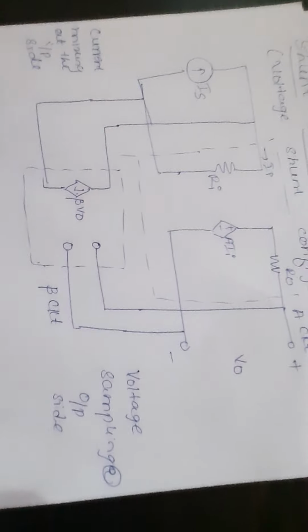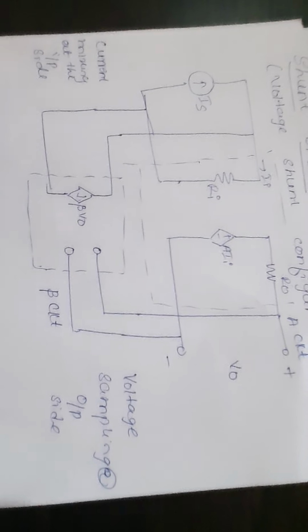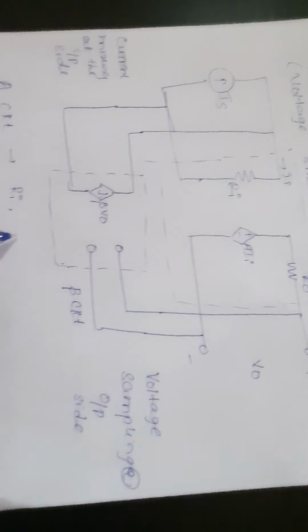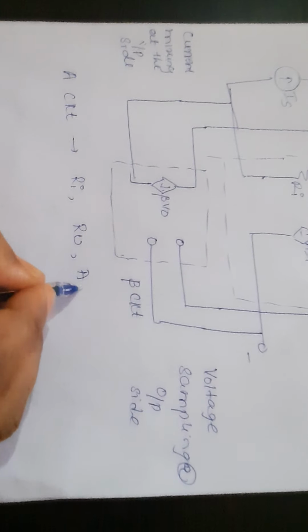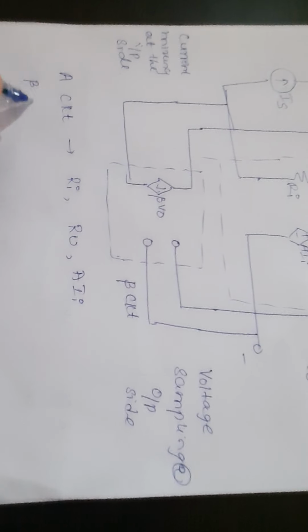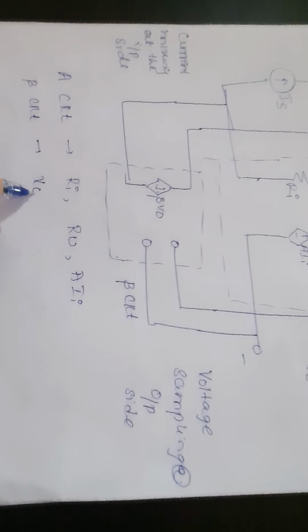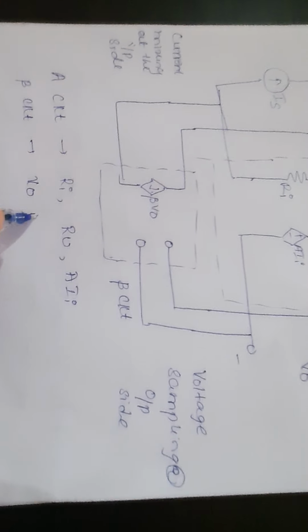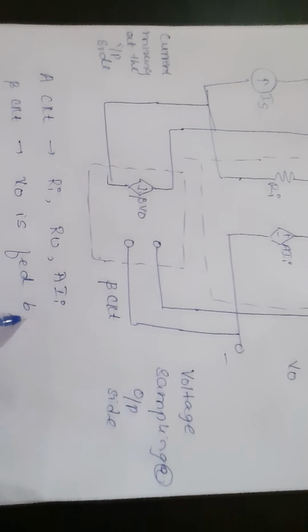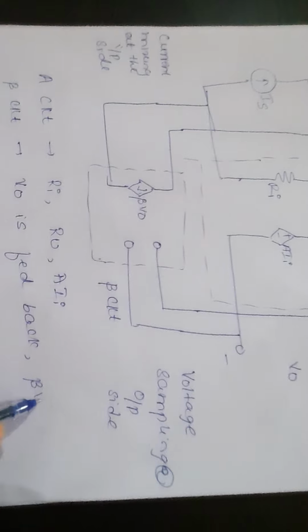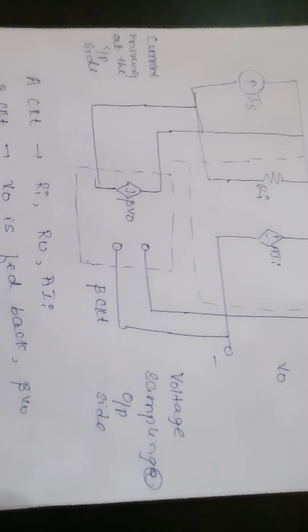Now we will say the A circuit, what all does it consist of? The input resistance Ri, output resistance R0 and Aii. And the beta circuit will have what? V0 is fed back, and we will have beta V0, which develops the feedback voltage.